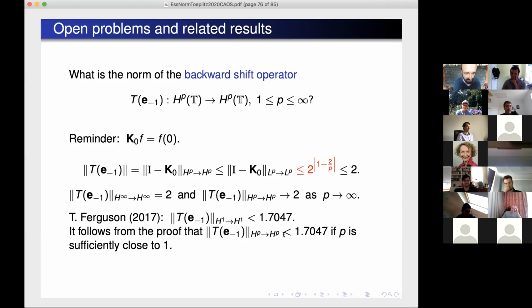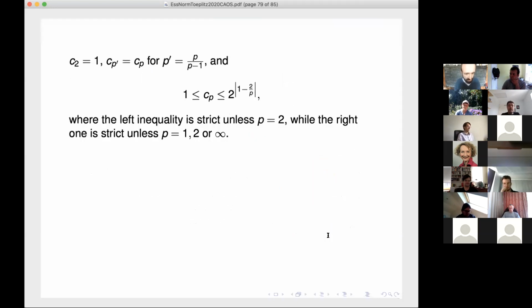But you see, for LP spaces, the dual space is not just isomorphic, it's isometrically isomorphic to LP prime. And for Hardy spaces, it's only isomorphic, but not isometrically isomorphic to HP prime. Because you don't have this isometric identification of the dual space with HP prime, the dual operator on HP prime rather than on the dual space does not have the same norm. This is what came as a surprise to me, but if you think about it, you understand what happens. At the left end, P close to 1, you don't have the same norm as at the right end, P equals infinity. For LP, you do. These constants CP have this property. For LP, everything is as it should be, and for HP, it isn't, unfortunately.